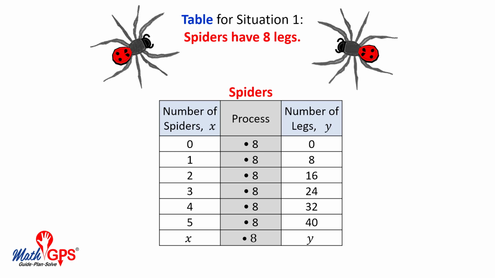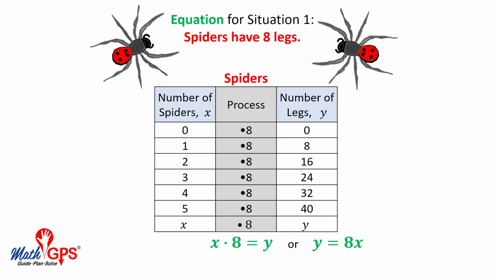1 spider, 1 times 8, 8 legs. 2 spiders, 2 times 8 is 16 legs. Until finally we determine that any x, any number we choose, multiplied by 8, will give us a product that is equal to y, the total number of legs. We can use our table of values to write an equation for this situation. X times 8 equals y, typically rewritten in standard form, y equals 8x.